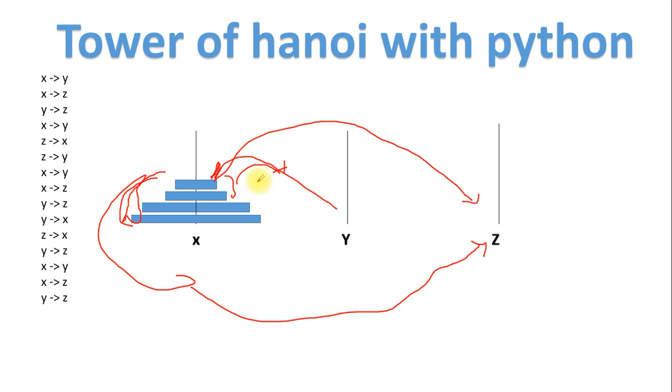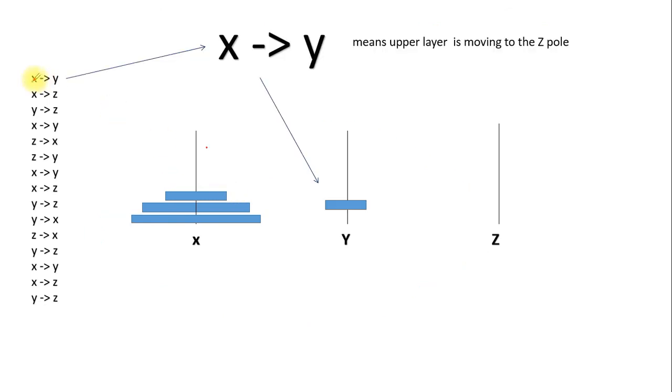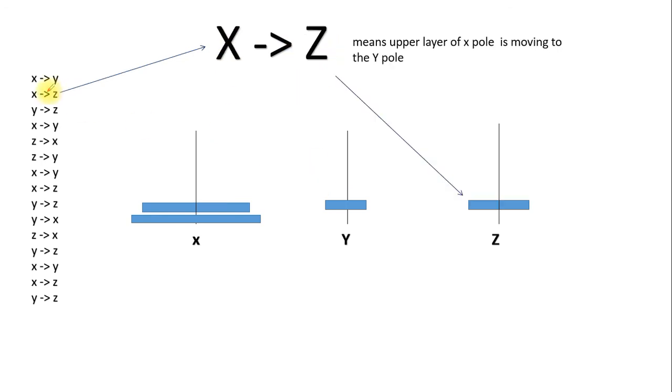Okay, so look at this. First I move x to y. That means in the x pole, the upper layer, this one, moved to y. That means x to y. Next we have x to z. Then the second upper layer of x is moved to the z pole.